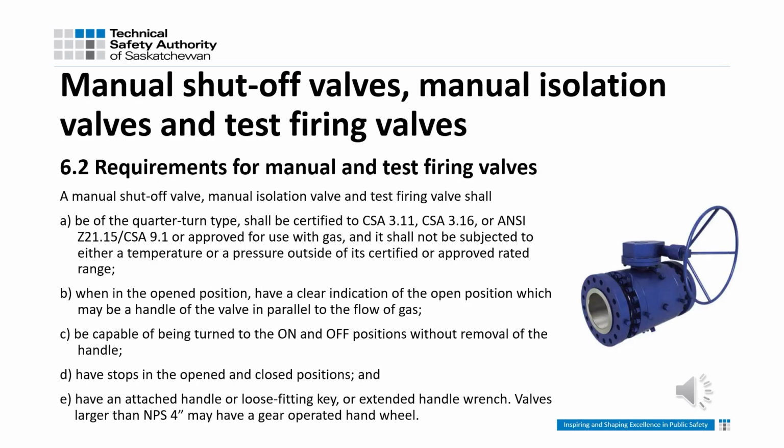6.2. Requirements for manual and test firing valves. The changes are in B, with the additional wording having a clear indication of the open position of the valve. Then the clause continues as it always has, with a handle of the valve in parallel to the gas flow. In Part E, valves larger than nominal pipe size 4-inch may have a gear-operated hand wheel.